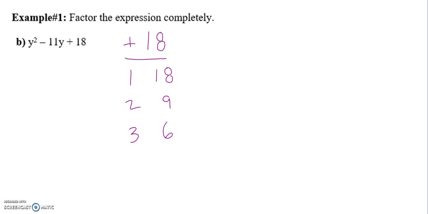And I want to add to get to 11, but not just 11, I need to get negative 11. So how do I add these numbers but get negative 11? Well, remember that the signs could be the same and still get positive 18. So if I simply make this negative 2 minus 9, you should know that makes negative 11.